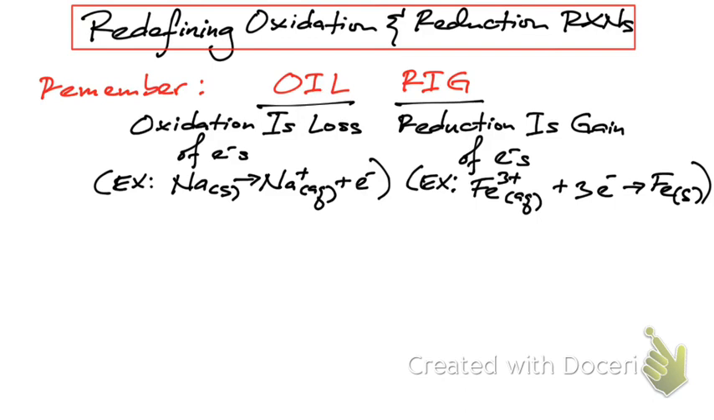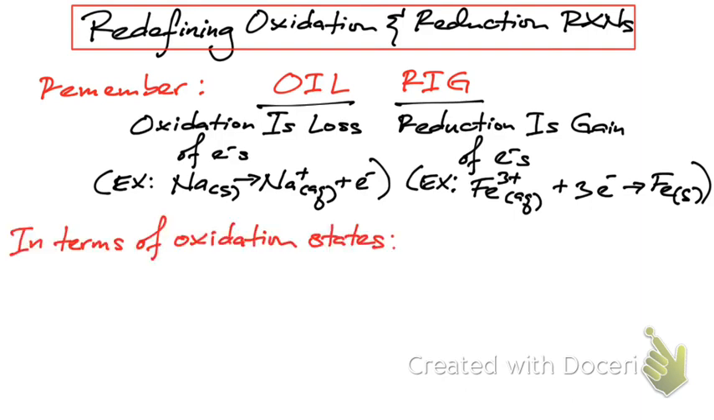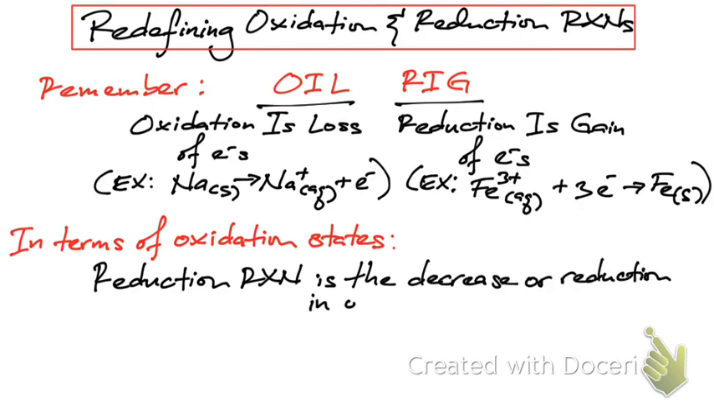So now we're going to redefine redox reactions in terms of oxidation states, because we just learned what oxidation state is. And so let's start with reduction reaction. So in a reduction reaction, there's a decrease or reduction in the oxidation state of the elements. Okay, so for example, we have reduction here, right? Iron ion Fe3+ getting reduced into solid iron, right? That was the example above.